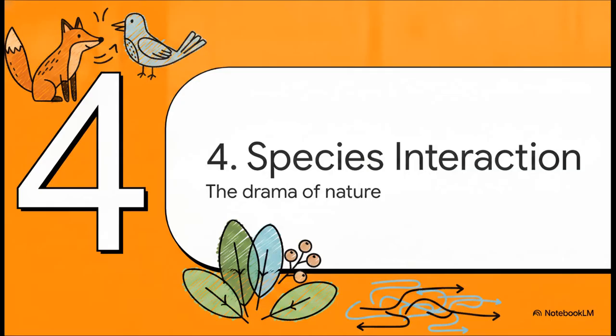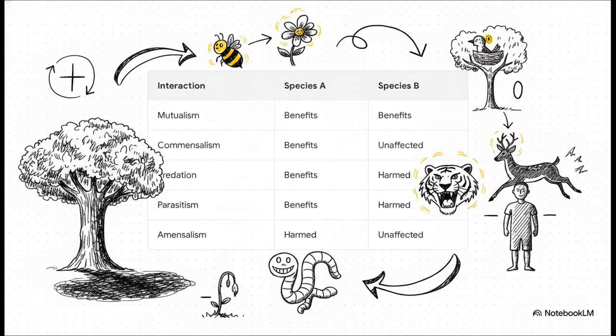Section 4, the drama of species interaction. And yeah, it is literal drama. How do these different populations cope with each other every single day? I love this breakdown because it systematically shows who wins and who loses in nature, using a simple plus, minus, or zero. Let's run through it.